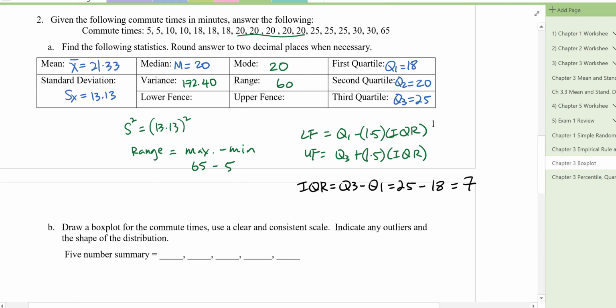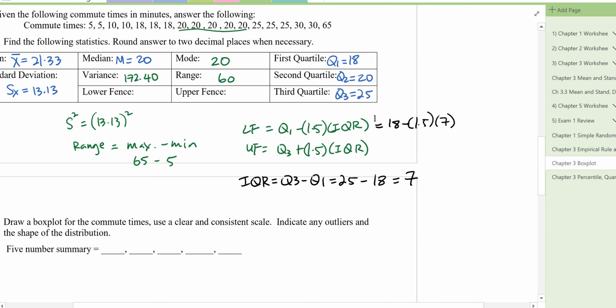So now I just plug in and calculate my lower fence and upper fence. So substitute it. Q1 is 18 minus 1.5 times 7. And that is going to give me 7.5. And the upper fence, Q3, which is 25, plus 1.5 times 7, is going to give me my upper fence, which is 35.5. Right, so let me write it down. So lower fence is 7.5, upper fence is 35.5. So let me write it better. 35.5.